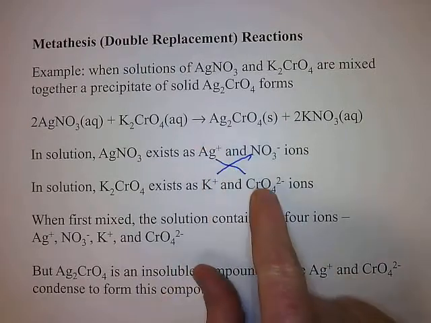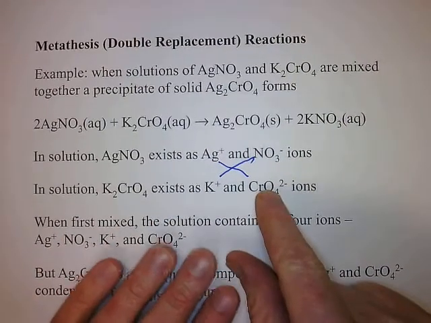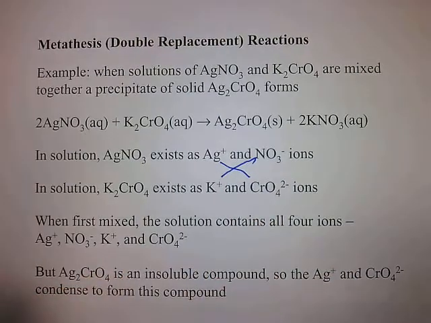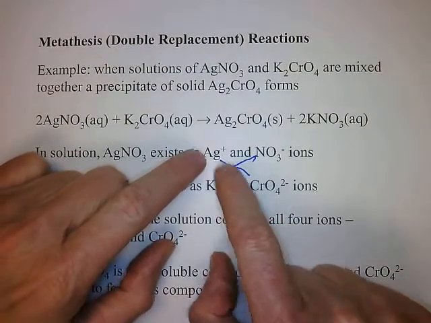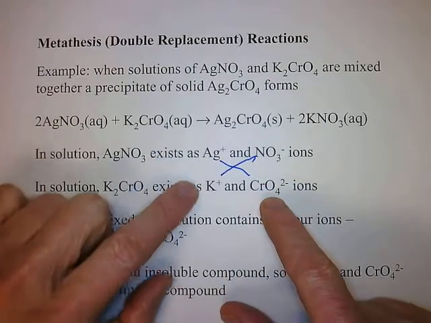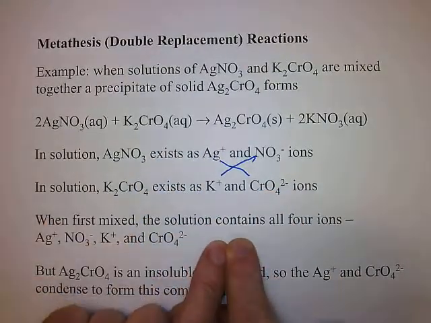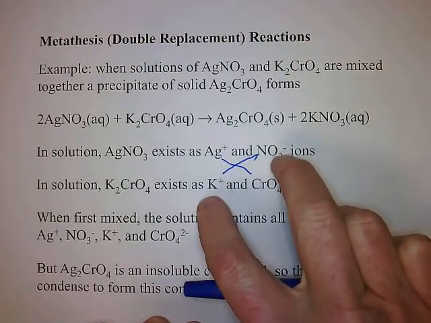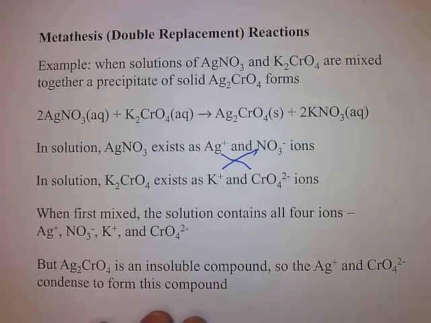And silver chromate is not soluble. If you had some solid silver chromate and you tried to dissolve it, you could stand there and stir it all day, it's not going to dissolve. So when you mix the two together, the silver starts pairing off with the chromate. Those ions fall out of solution, and that leaves behind a solution of potassium nitrate.